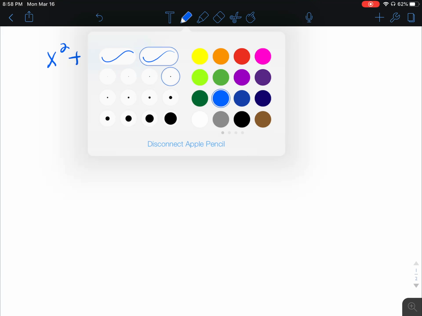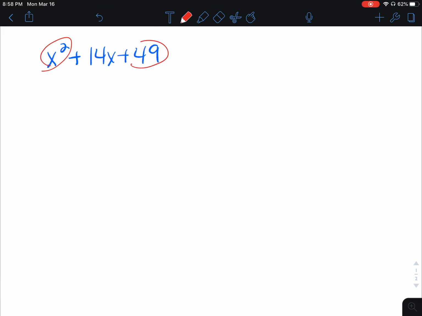What we're going to do is look at the first term and the last term. Are they perfect squares? Some may be looking at this, just x squared, but that's still a term. So what times what gives me x squared? That's going to be x. The square root of x squared is x. And the square root of 49 is a perfect square, and the square root of that is 7. So we can factor this down to x, and since this is a plus, we're going to say plus 7 squared. All I did was take the square root of the first term and the square root of the last term, and put it together. That's all this factoring is.